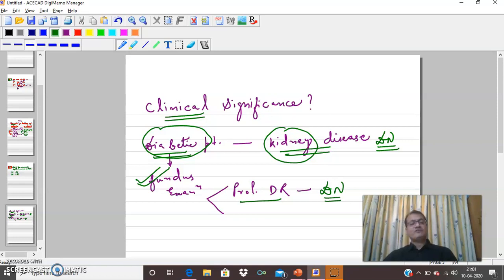And suppose if the ophthalmologist says that no, he couldn't find any retinopathy changes, then we are not dealing with diabetic nephropathy. It is some other kidney ailment in this diabetic patient, right?